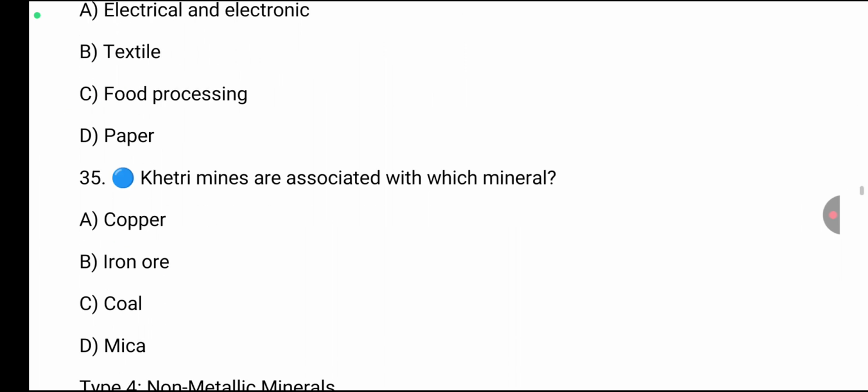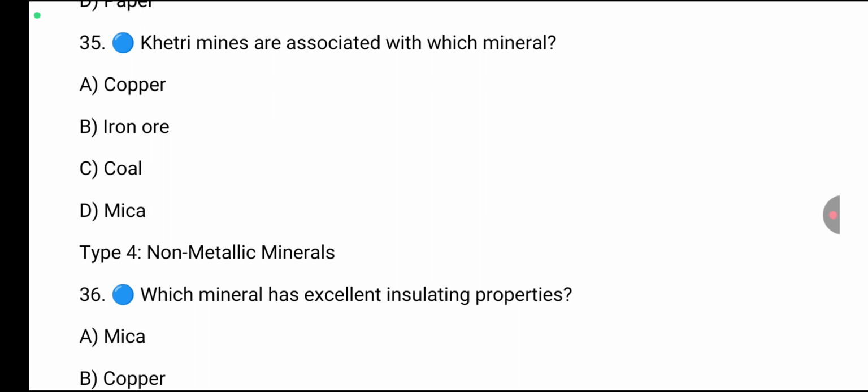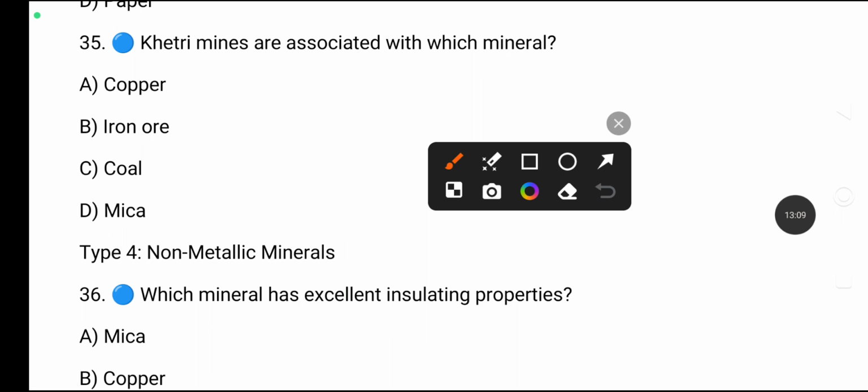Now moving on to question number 35. Khetri mine is associated with which mineral? Copper, iron ore, coal, mica. That is copper.